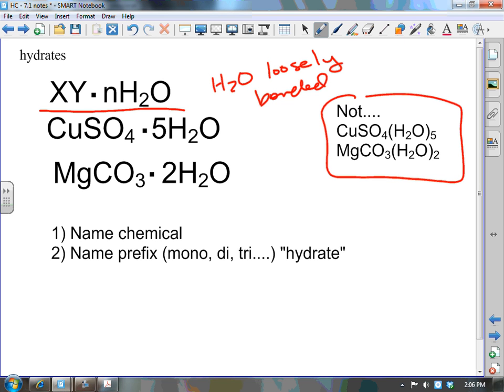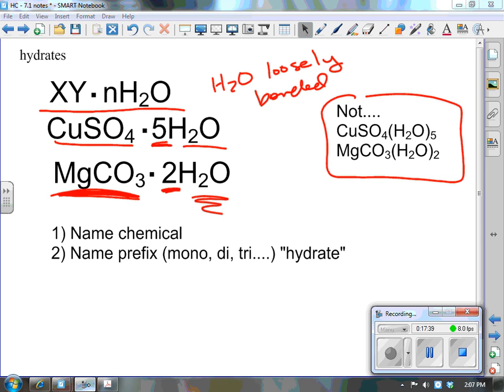How do we name these? Well, just name the first chemical. Copper sulfate, magnesium carbonate. And then name the prefix, okay, with hydrate. So I got copper sulfate, 5 waters, pentahydrate. Magnesium carbonate, 2 waters. So magnesium carbonate, dihydrate. Okay? And that's basically all we're doing with the hydrates. We'll do this in a couple labs. Again, not a ton of information there. The book just glosses over it, but at least wanted to put it on paper for this. Okay? So this covers all the nomenclature, and again, at least get you started in the right direction, and obviously we can talk more about it in class.